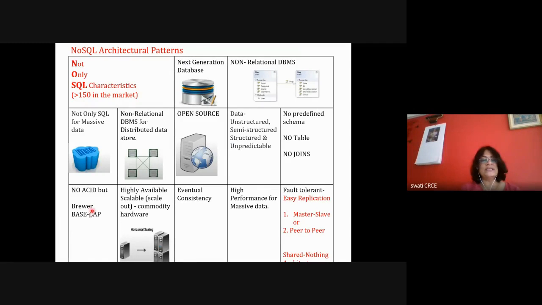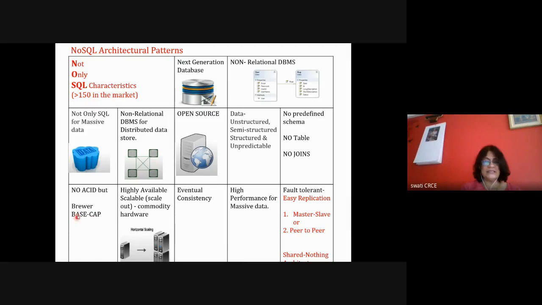It is not following the ACID properties, but Brewer has come up with the term BASE. BASE stands for basically available, soft state, eventual consistency. Basically available means it is available. Soft state means your system is always in a particular state, and states are transitioned. And eventual consistency means eventually the consistency will be there.